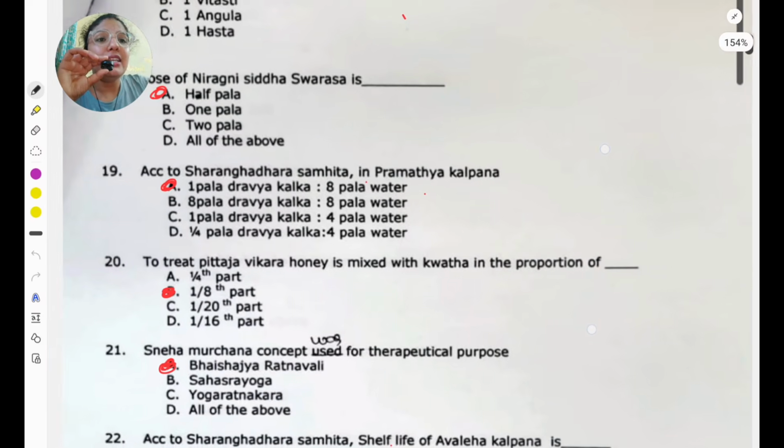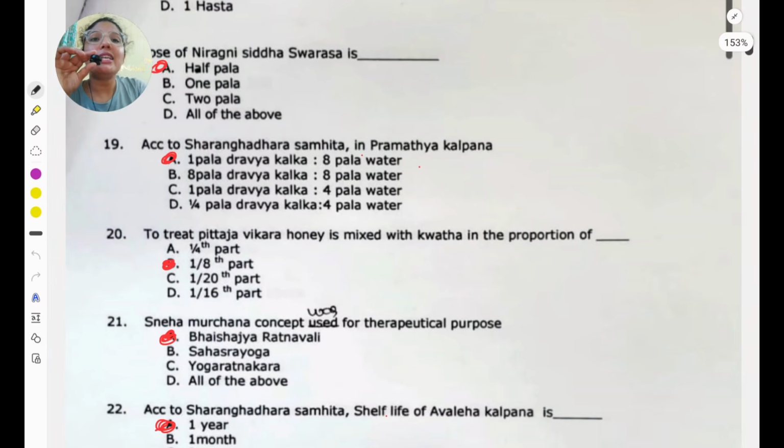Dose of Niragni Siddha Swarasa. Swarasa can be made by two methods: Agni Siddha or Niragni Siddha. Niragni Siddha is very Guru, so the dose will be very less, half a pala. And if it is Agni Siddha, it will be Laghu, so the dose will be 1 pala.